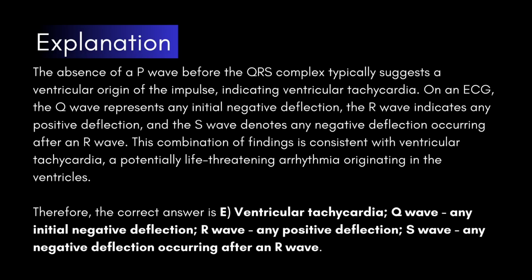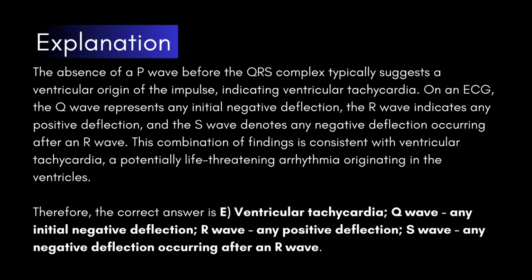The absence of a P wave before the QRS complex typically suggests a ventricular origin of the impulse, indicating ventricular tachycardia. On an ECG, the Q wave represents any initial negative deflection, the R wave indicates any positive deflection, and the S wave denotes any negative deflection occurring after an R wave. This combination of findings is consistent with ventricular tachycardia, a potentially life-threatening arrhythmia originating in the ventricles. Therefore, the correct answer is E, ventricular tachycardia, Q wave, any initial negative deflection, R wave, any positive deflection, S wave, any negative deflection occurring after an R wave.